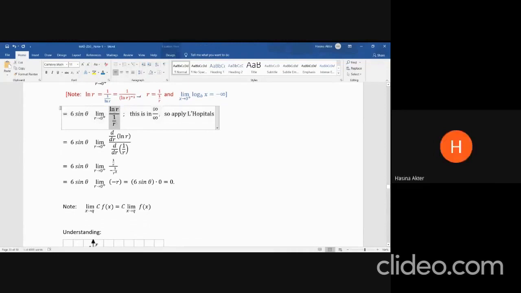Now this is in infinity over infinity form, so apply L'Hopital's rule. Take the derivative of the numerator, which is 1 over r, and the derivative of the denominator, which is -1 over r squared. After applying L'Hopital and simplifying, you have negative r. If r approaches 0, you plug in the approximation 0, then the limit is 0. Do you understand that?